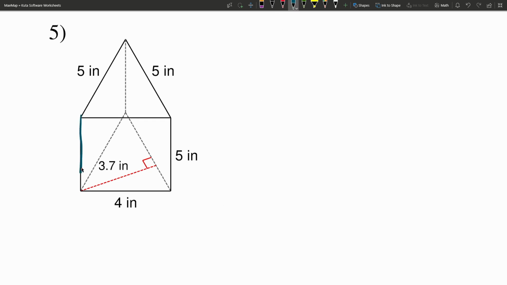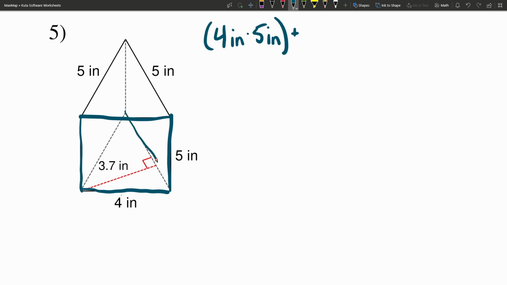You can see we have this side here, which is 4 inches by 5 inches. So I'll go ahead and multiply that out. My first side is 4 inches by 5 inches. I'm going to add that to my next side, which is 5 inches by 5 inches. But look, it's also connected to another side that's 5 inches by 5 inches. So I have 2 sides that are 5 by 5 inches. So I'll multiply 5 inches by 5 inches by 2.